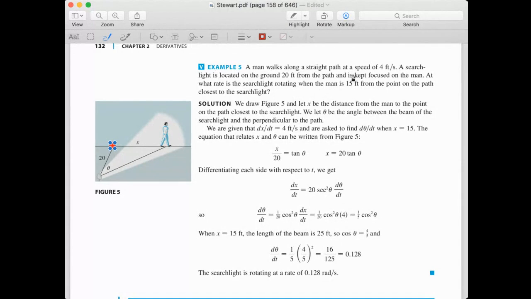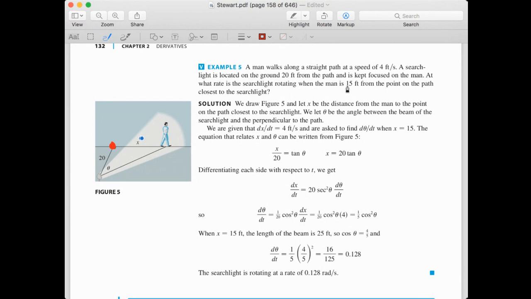And the light is kept focused on the man. So it rotates. The position of the light does not change, but its angle changes. So the light focuses on this man. When the man was here, the light was facing this way. So when the man walks away from the point, the angle rotates. So it makes an angle theta. Question: at what rate is the searchlight rotating?